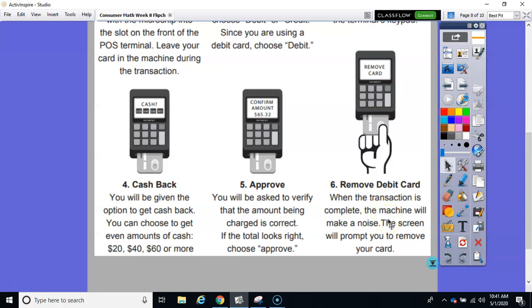But again, I recommend whenever you are doing purchases, hold on to your receipts, and every day enter those receipts into your transaction register so that you can keep track of exactly how much money is in your account.